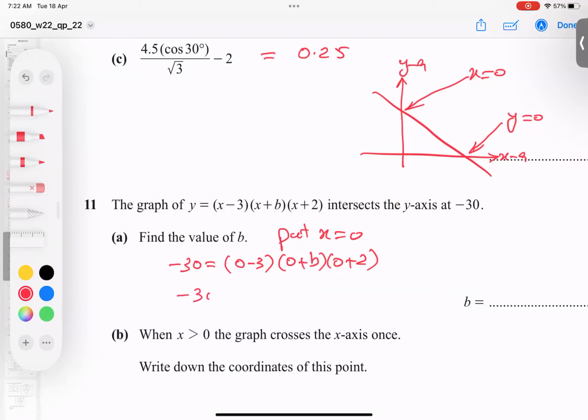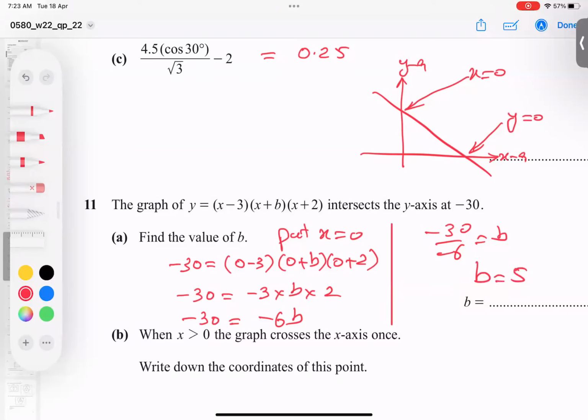Simply type in the calculator: negative 3 into b into 2. Short story, I get negative 3, and negative 3 into 2 gives you negative 6b. Negative 6 will divide there, and I am showing it here. So negative 30 over negative 6, and the negatives cancel. So b value is 5, and I believe you're not getting an issue.